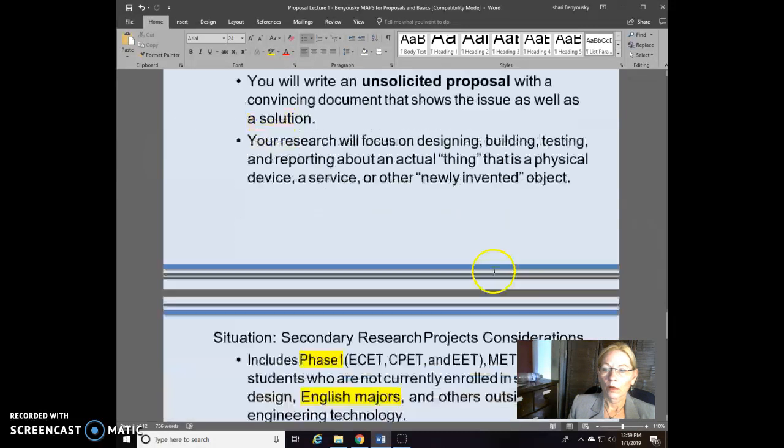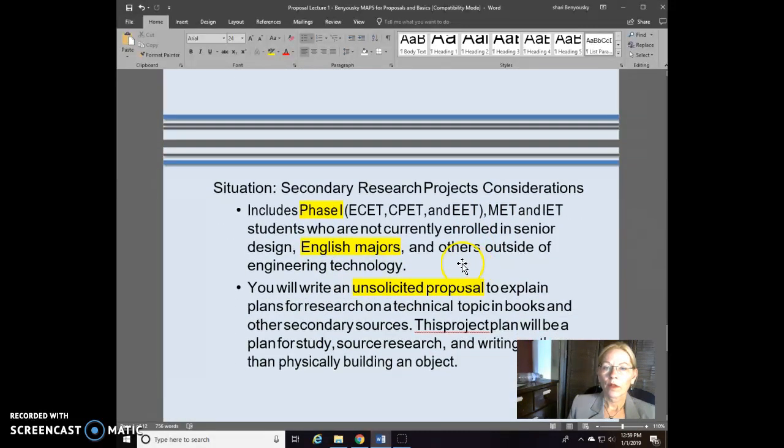Okay, now let's go down here a little bit. Now, the rest of you, if you're wondering, oh my God, that's not me, I'm not making a widget, you are probably in phase 1. So you're in the first semester of the same people, EECD and so on, MAT, IET people, who are not enrolled currently in senior design, but will probably be enrolled in that next semester. I'm also talking to you who are English majors. I know there's a few of you out there, and maybe there's a few of you who are in another discipline other than engineering of some kind.